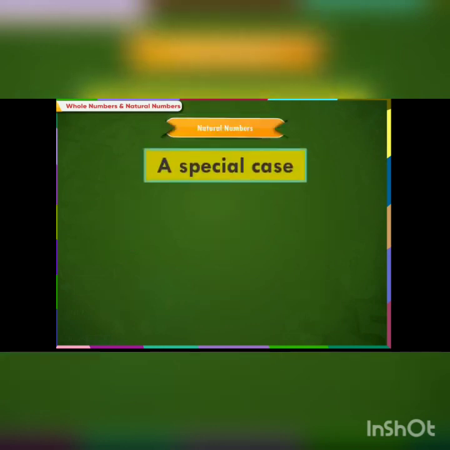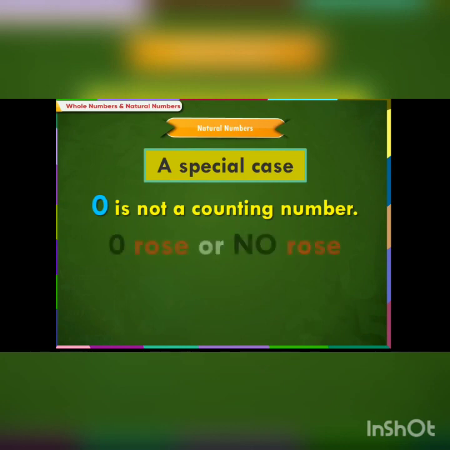A special case: 0 is not a counting number. For example, if there are no rows, then we say that there are 0 rows. Therefore, 0 is not a counting number.